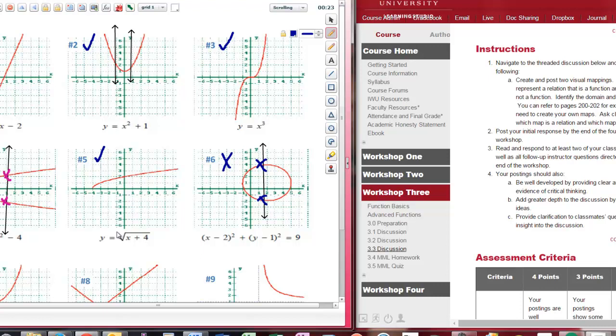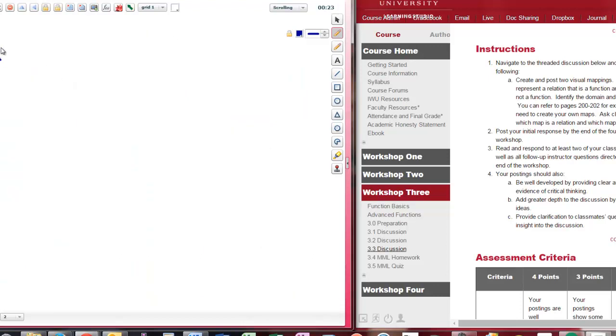But now, what this discussion asks you to do is to use a mapping of some functions. So let's take a look at what mapping means. So the first thing I'm going to do is grab some points from number 1 here. So number 1 is y equals 3x minus 2. So y equals 3x minus 2.